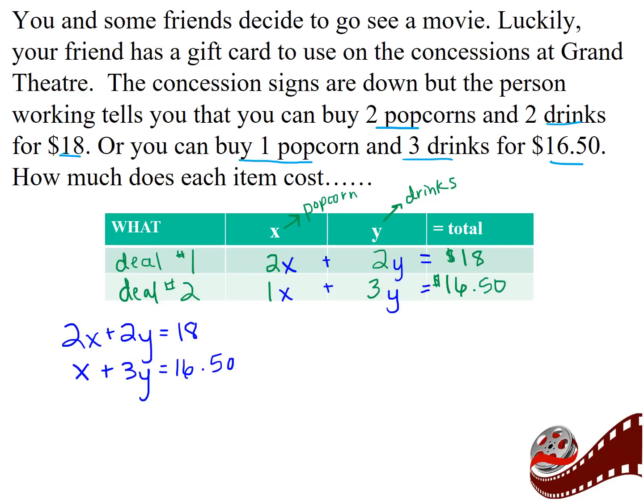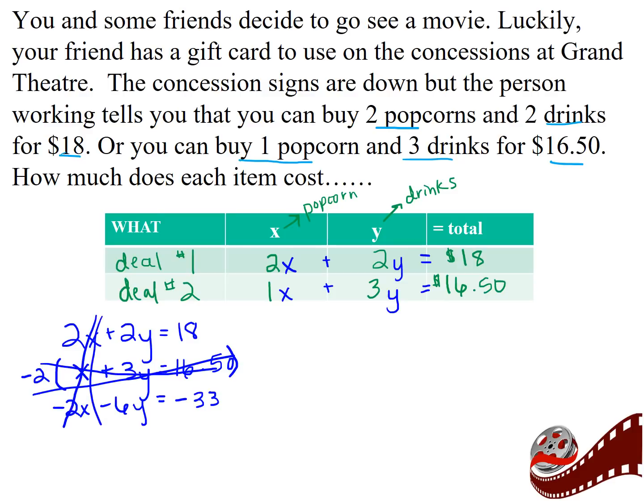So here's where we're going to have to use our substitution, elimination, or graphing. You can choose whichever one you want, but I'm going to go ahead and use elimination. So then I need to multiply this bottom equation by -2 to get -2x minus 6y equals -33. Now when I'm dealing with just these 2 equations, these x's will cancel.